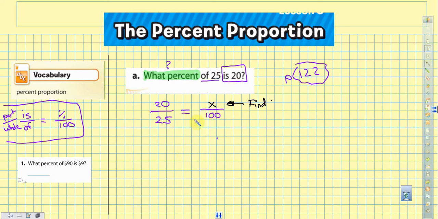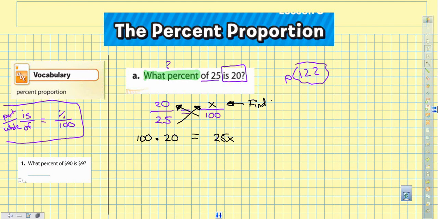Okay, so what we're going to do is use cross products, or we're going to cross multiply to get our equation. We're going to go 25 times x. I'm going to write that out. 25x is equal to 100 times 20. Then go ahead and start to solve.